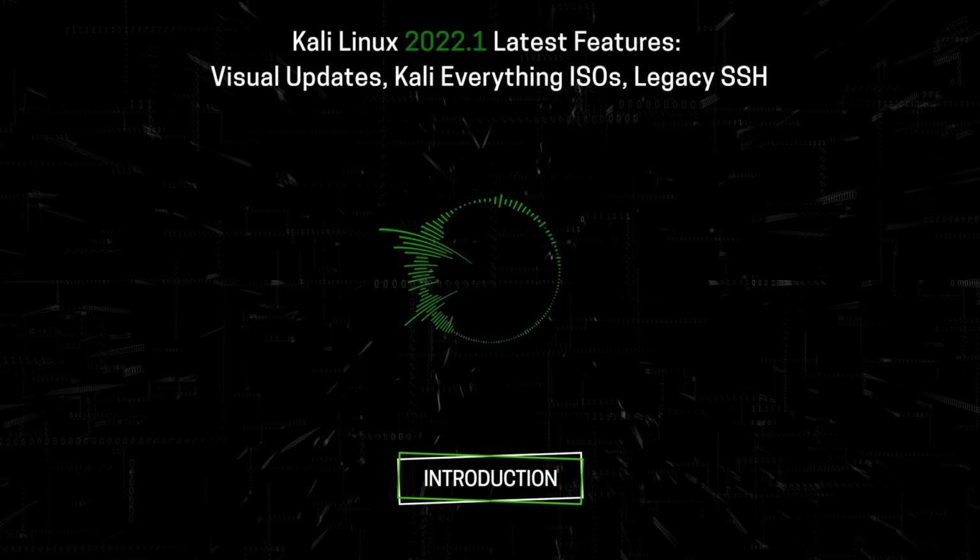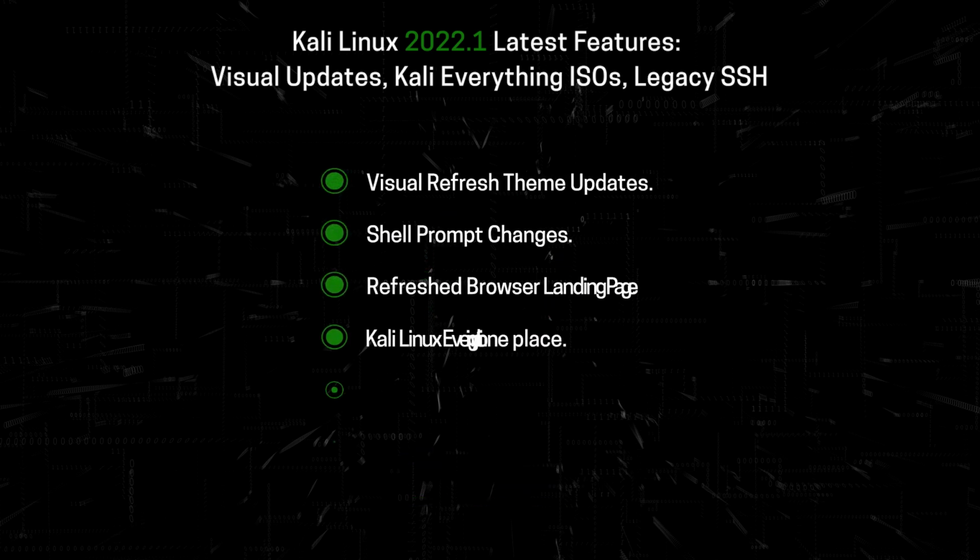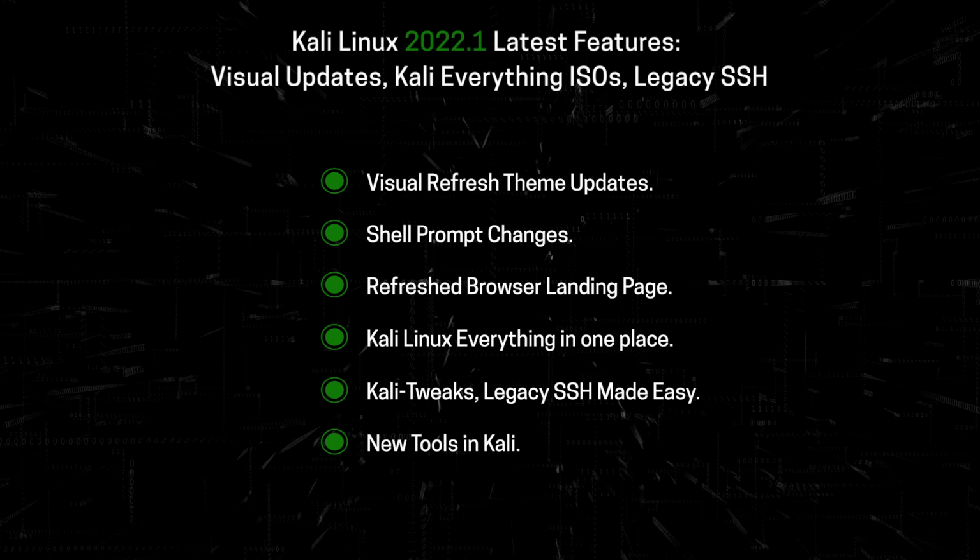Kali Linux is a Linux distribution allowing cybersecurity professionals, bug bounty hunters, and ethical hackers to perform penetration testing and security audits against internal and remote networks. So with this 2022.1 release on Valentine's Day, the Kali Linux team introduces a bunch of new features, including the first thing we'll look at is visual refresh theme updates. The second thing is shell prompt changes. The third thing is refreshed browser landing page. The fourth thing is Kali Linux Everything in one place. The fifth thing is Kali tweaks, legacy SSH made easy. And the sixth thing we'll look at is new tools in Kali.